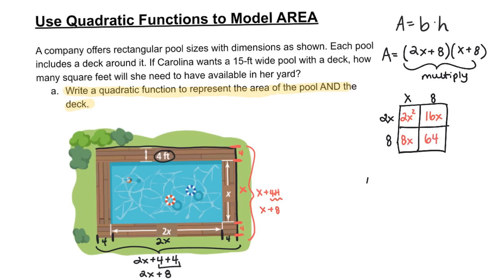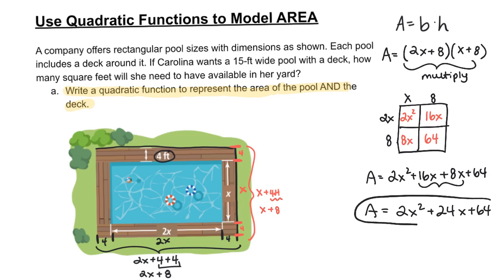So the expression here is 2x squared plus 16x plus 8x plus 64. And then I have some like terms. So I have 2x squared plus 24x plus 64. That would be an expression that represents the area of the pool and the deck together.